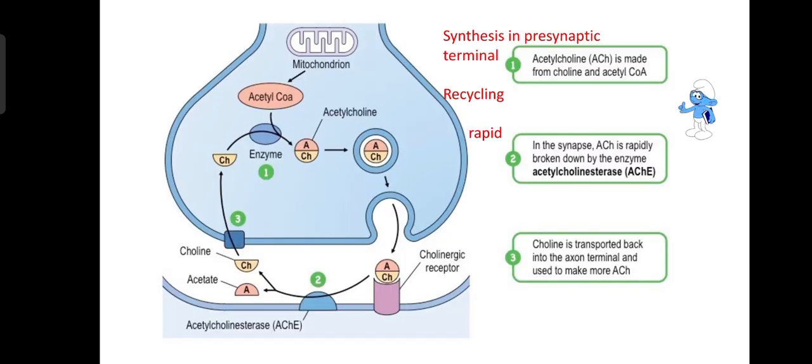This is an example of small molecule, rapidly acting transmitters. As we said, the synthesis machinery is present in the presynaptic terminal. This is acetylcholine synthesis, and it will be released quickly from the vesicles, act on the receptor, then be recycled and resynthesized within this presynaptic terminal.